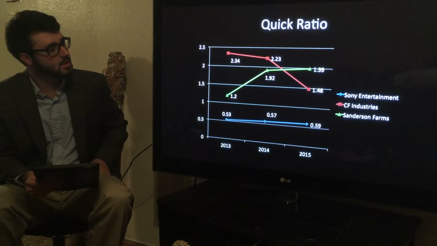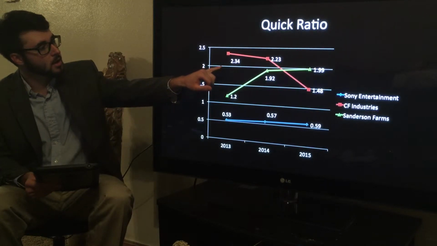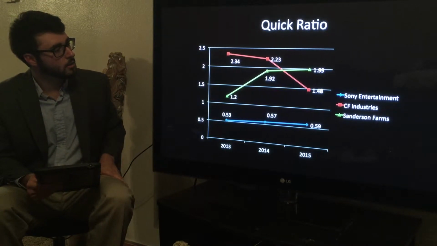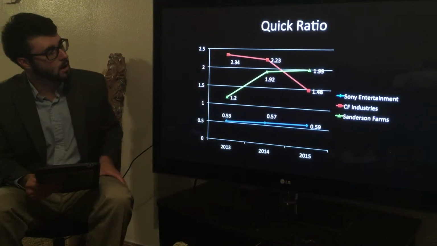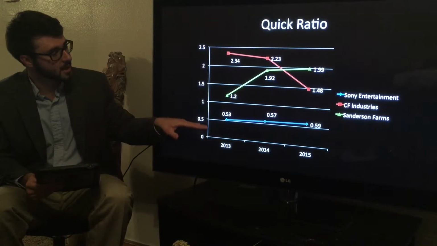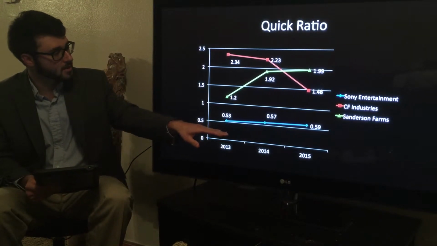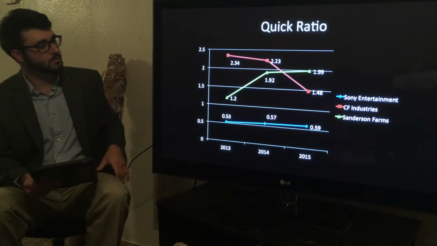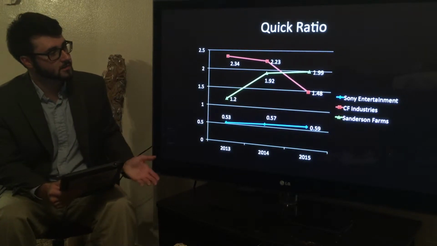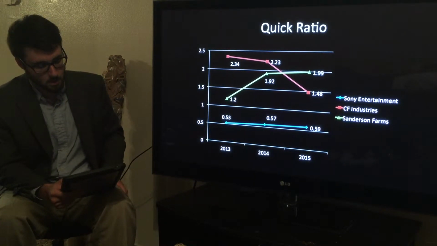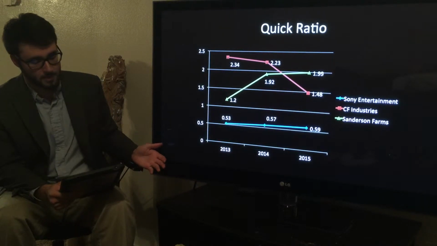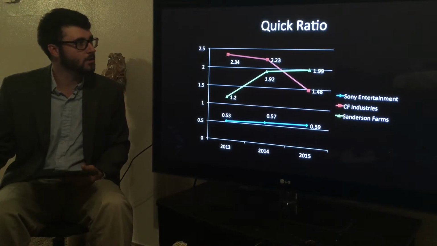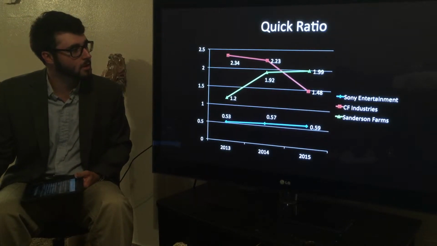When looking at the graph, you can see that CF Industries in red is steadily decreasing throughout the 3 years. When you look at Sanderson Farms in green, they're increasing. And Sony Entertainment is at the bottom, and they're staying basically the same. Looking at this, you can see that Sanderson Farms is increasing while CF Industries is decreasing. This shows that they have more liquid assets available, and they're better. As far as this graph shows, they're better for a short-term loan.